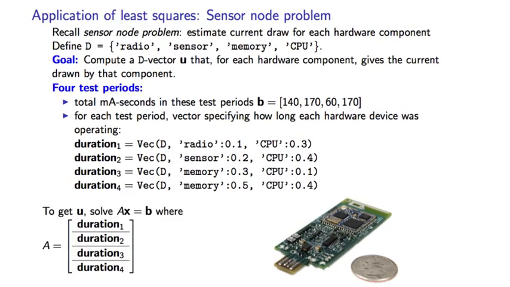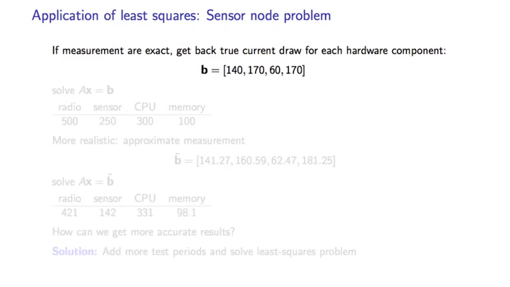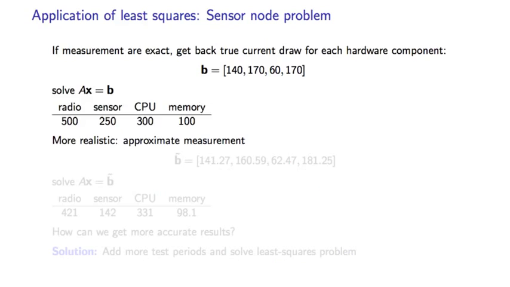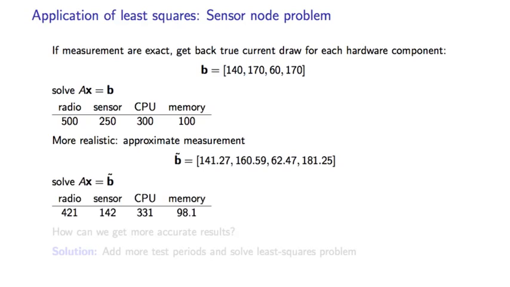Now we form a matrix A, whose rows are the duration vectors, and we solve the equation AX equals B. If the measurements we put into the vector B are exactly accurate, when we solve AX equals B, we get back the true current draw for each of the components. However, in a more realistic scenario, our measurements are only approximate. Let's call the resulting vector tilde B. When we solve the equation AX equals tilde B, we get only rough approximations to the true current draw per component. How can we get more accurate results without making more accurate measurements?